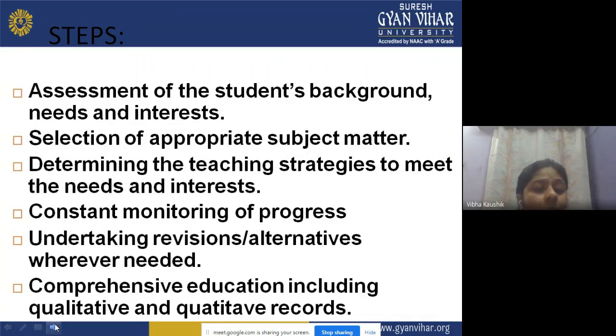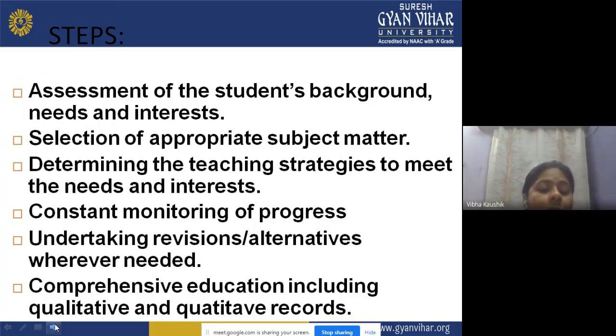The teacher has to identify which particular teaching strategies and techniques can be used to meet the needs and interests of the student. On the basis of these teaching strategies, I can meet the needs. What are the needs and interests of the students?